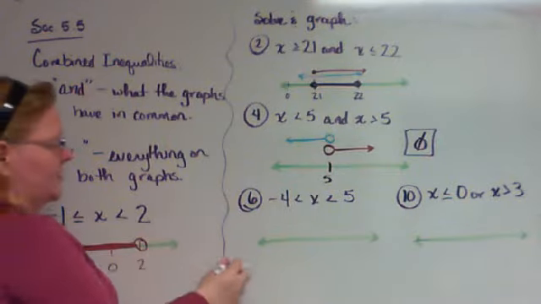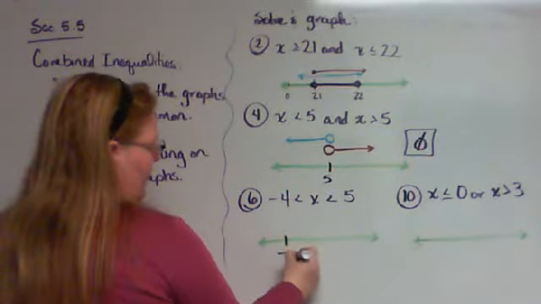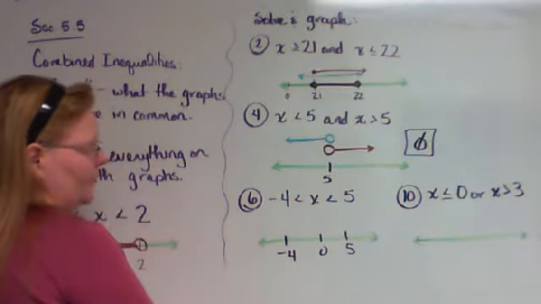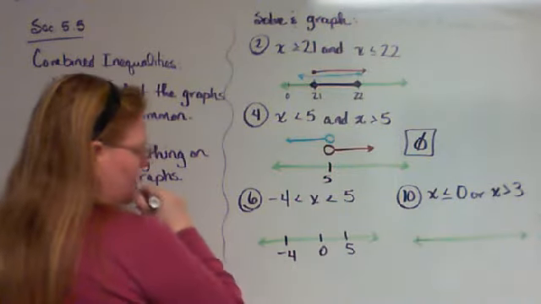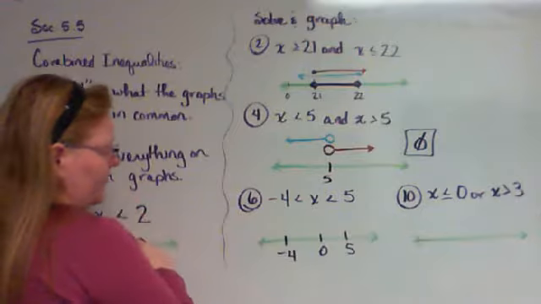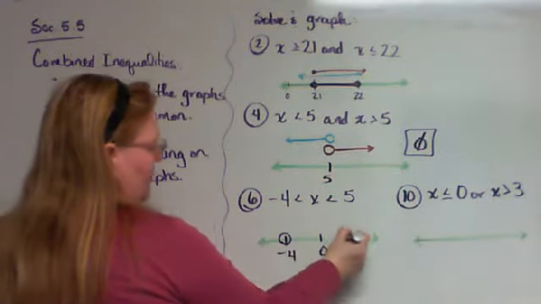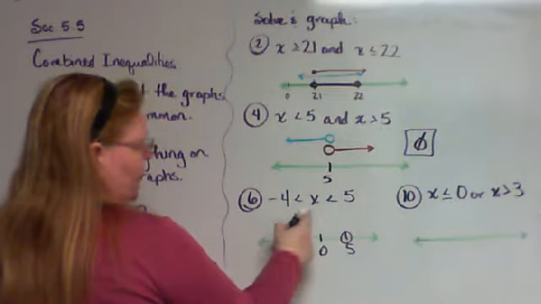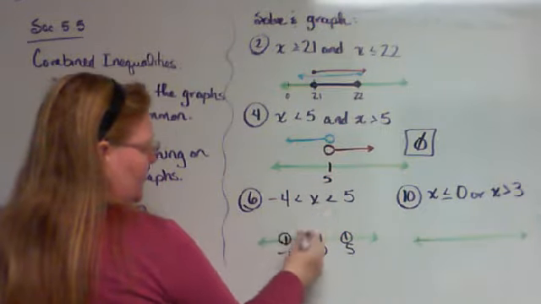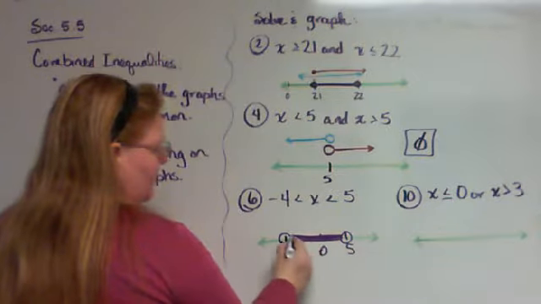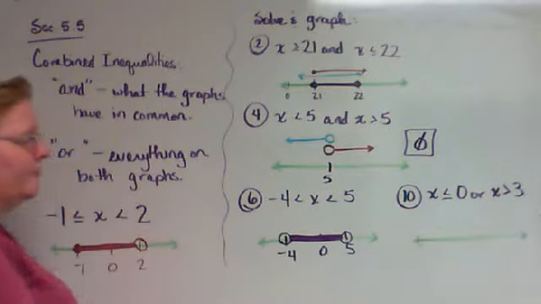This one looks just like the one before, where I have a -4 and I have a 5 and there's a 0 somewhere in between. Over here it's an open circle on -4, open circle on 5. Since the X is in between the two of them, that means I shade in between the two of them. Don't have to think about it.